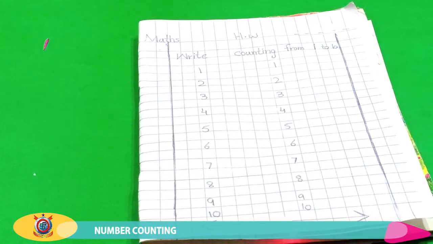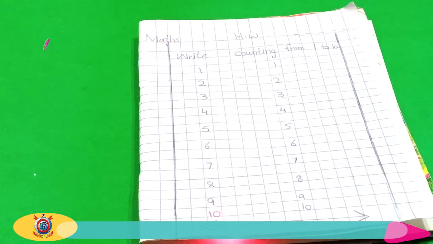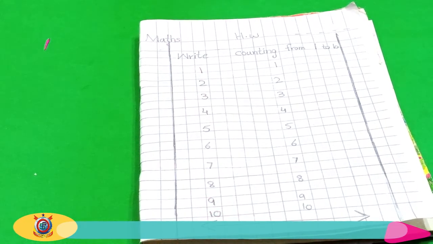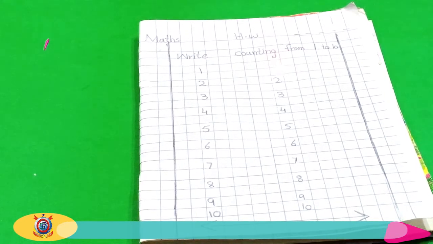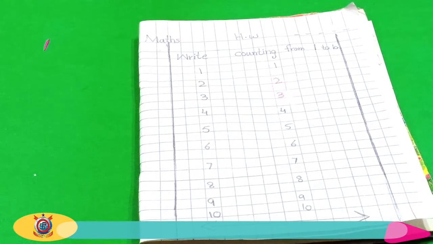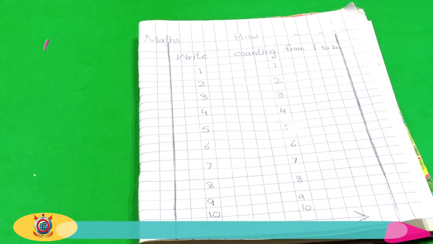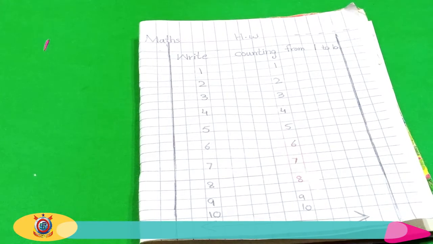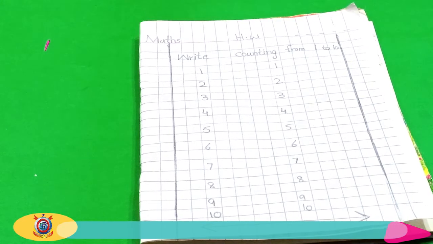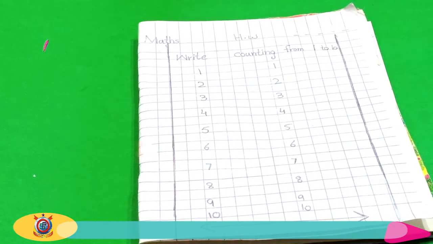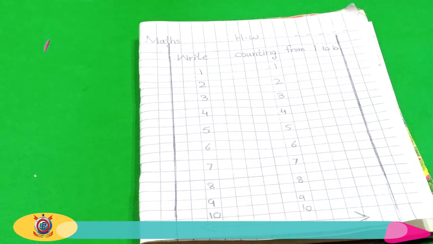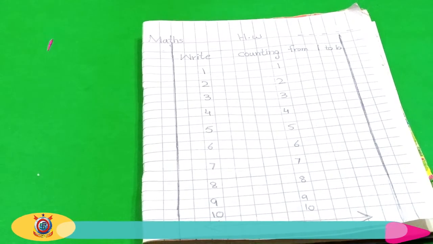What will you write? You will write counting from 1 to 10. Then you will write it again. 2 times you will write counting from 1 to 10. 1, 2, 3, 4, 5, 6, 7, 8, 9, 10. Good. When you finish your counting, what will you draw? You will draw the finishing line like the teacher. Good. Thank you, students. Allah Hafiz.